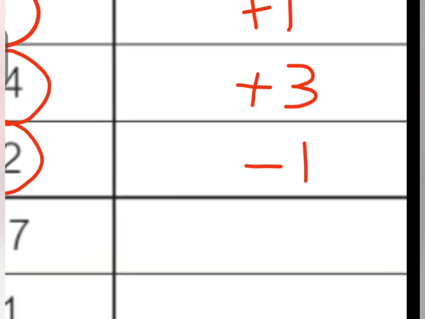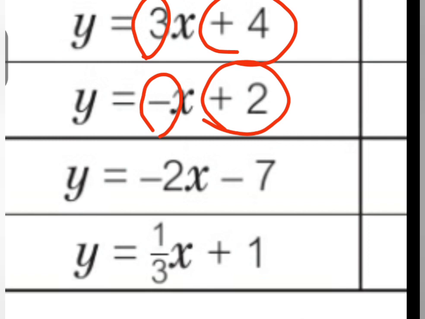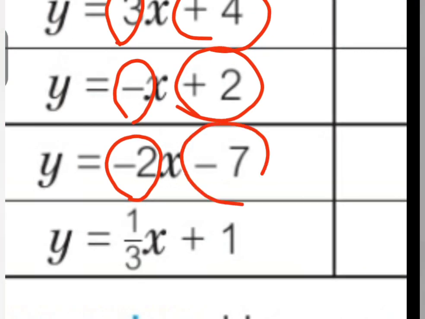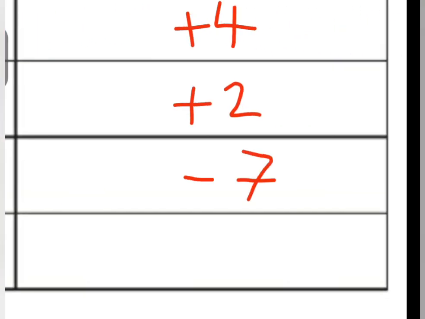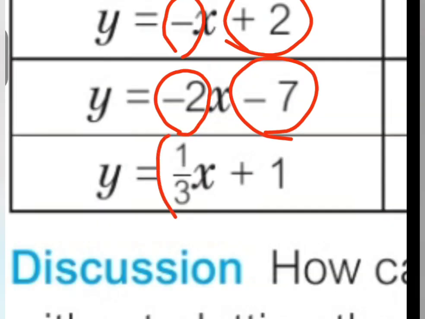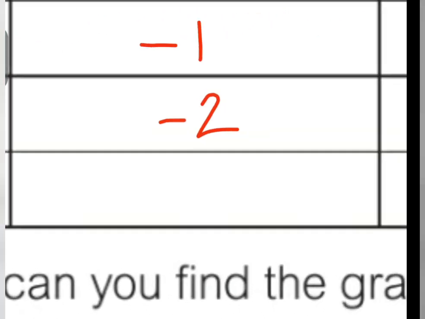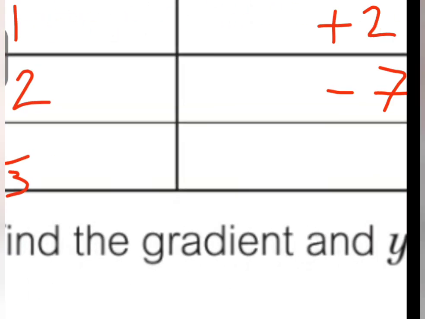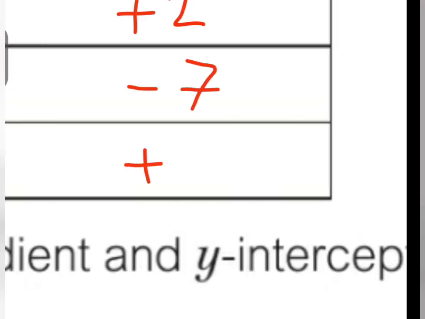-1. The next equation, the gradient is the coefficient of x. So it's the number multiplied by the x, and it's -2. Good. And then the y-intercept is the number alone, which is -7. We write it here. Very good. Now the last one here says what? It says that the gradient is 1/3, so we write it as it is, 1/3. And then the y-intercept is +1, so we write it here, +1.